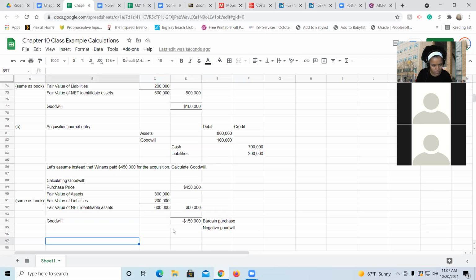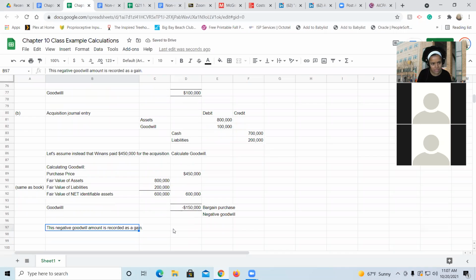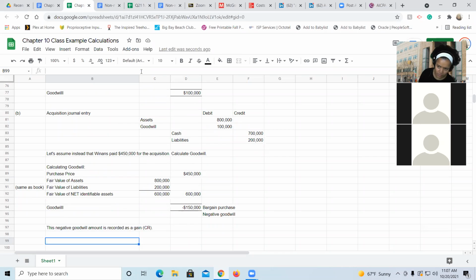and this will be recorded. So this negative goodwill amount is recorded as a gain. You can imagine that. So it's a credit instead of, when we had the previous journal entry where we had this debit for goodwill, now it's a credit of a gain. It's not for goodwill, because obviously by nature, goodwill is an asset, it's a debit.